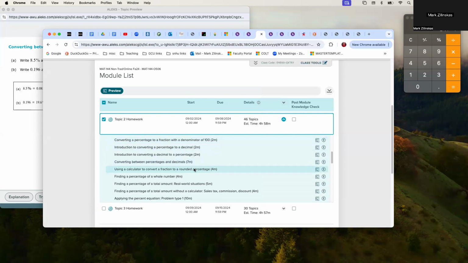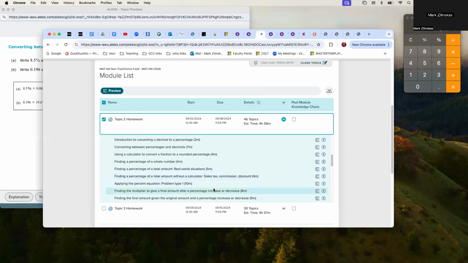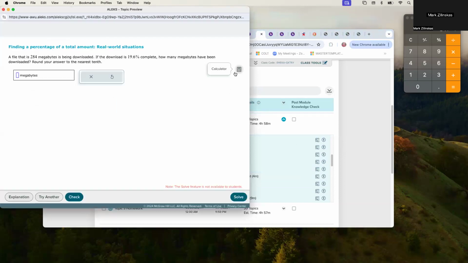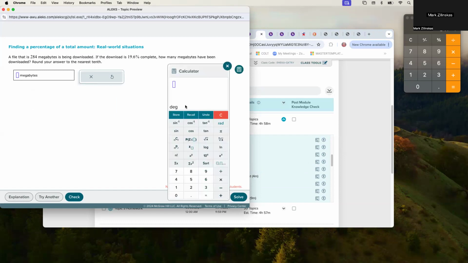Okay. And so, if I get into just a few of these here, I don't want to do a ton of them, but finding percent, percentage of a total amount. So if I get in here, again, it's nice that we have this calculator to go ahead and use when we're doing these types of problems. It says a file that has 284 megabytes is being downloaded. If the download is 19.6% complete, how many megabytes have been downloaded? So another way of expressing that is, right, we want to just know what 19.6% of the 284 is.